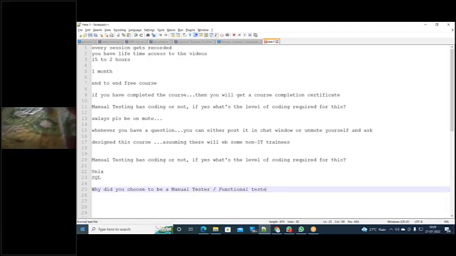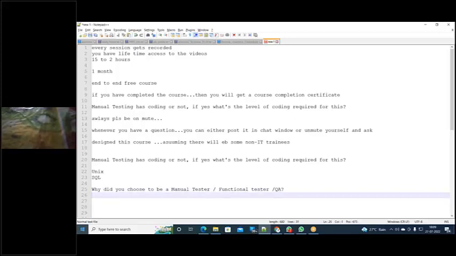Let's assume you have completed this course and you got the job. So what will you be called? Some people will call you a manual tester, some people will call you a functional tester, some people will call you a quality analyst. So you will be called by different names, based on which organization you have joined. So why did you choose this field, the software testing field, or why did you choose to become a manual tester?